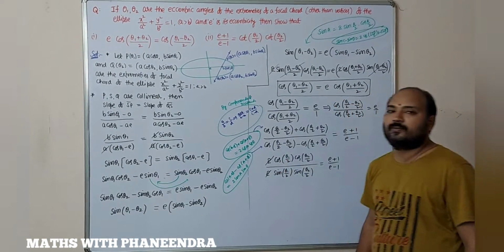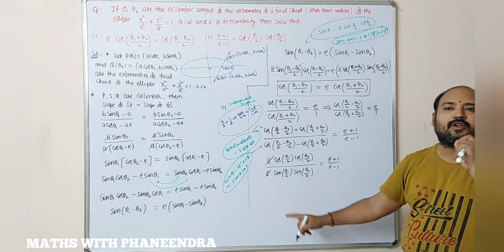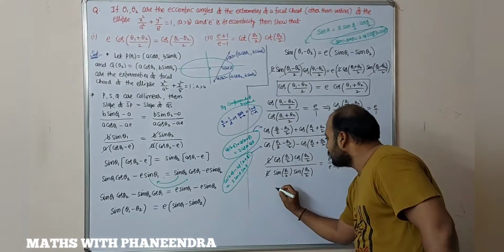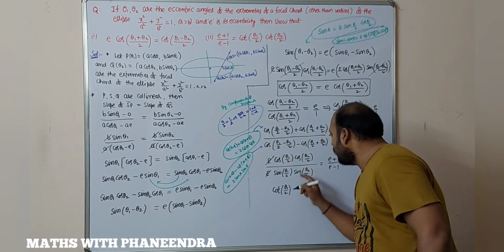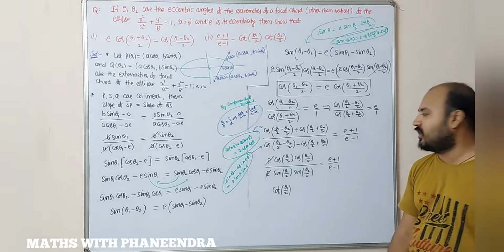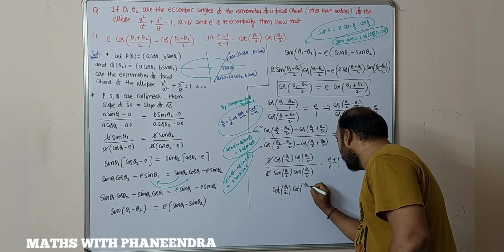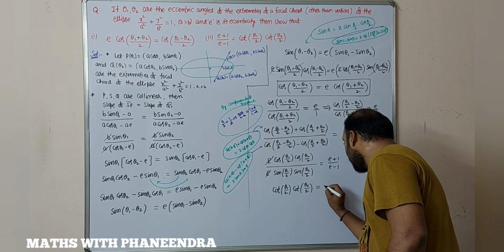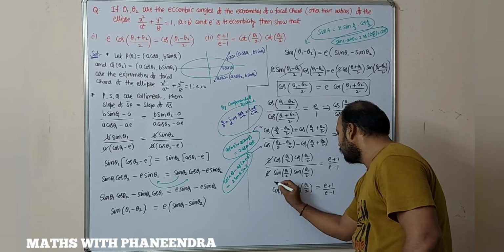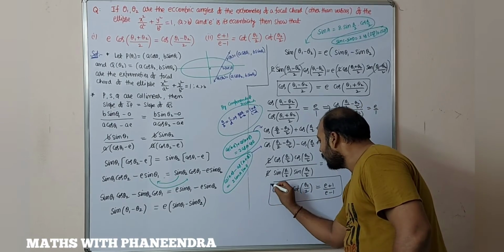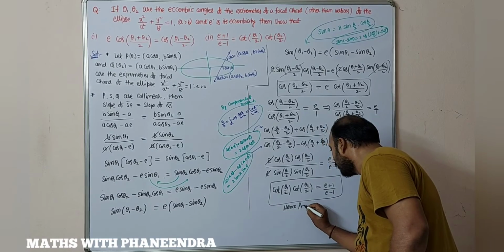2 gets cancelled. Cos of theta 1 by 2 by sin of theta 1 by 2 is cot theta 1 by 2. So cot theta 1 by 2 into cos theta 2 by 2 by sin theta 2 by 2, cot theta 2 by 2, is equal to (E plus 1) by (E minus 1). Hence the result, or hence proved.